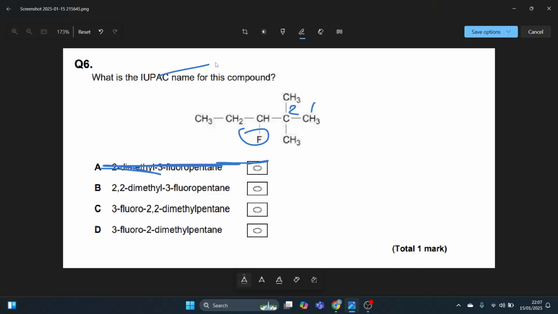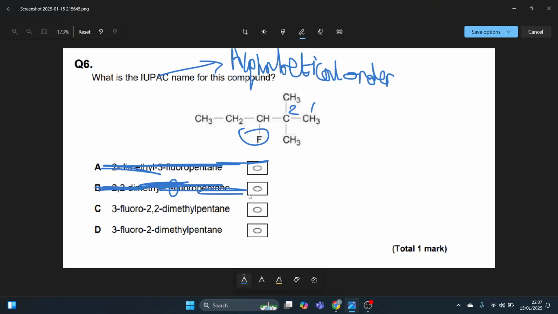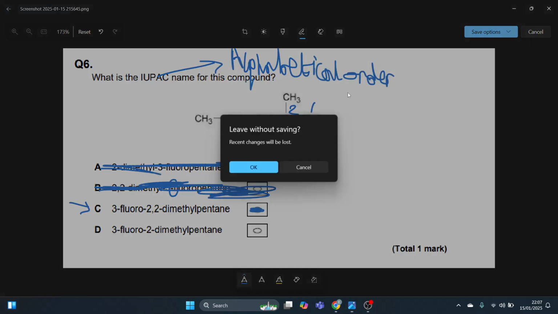But remember that the IUPAC name needs to be in alphabetical order, because I've got a methyl group and I've got fluoro as well. Alphabetical order: A, B, C, D, E, F, G, H, I, J, K, L, M, N, O, P. So F comes before M in the alphabetical order. Therefore, it must be C. You need to say the fluoro first.